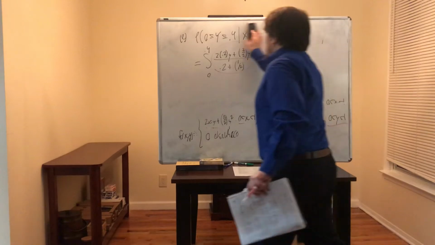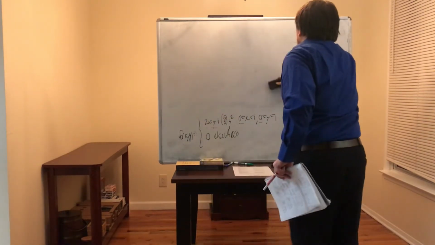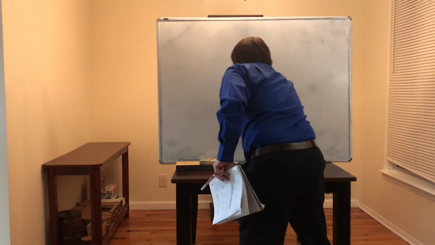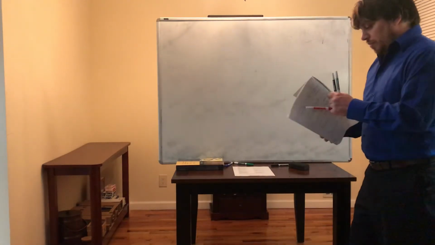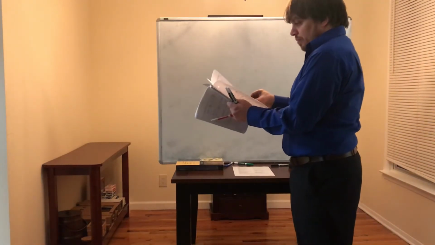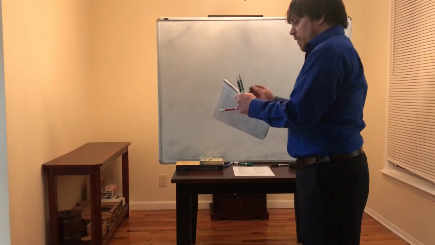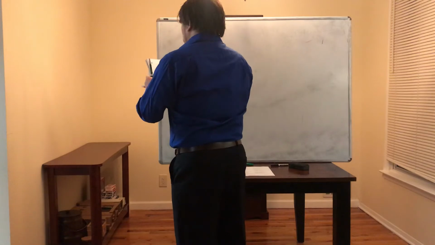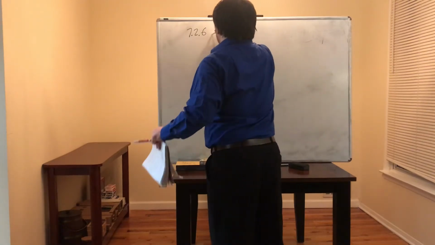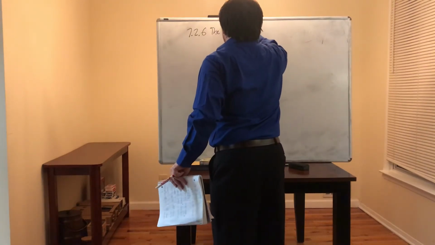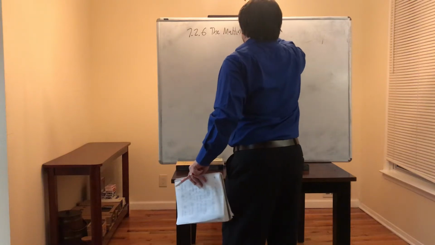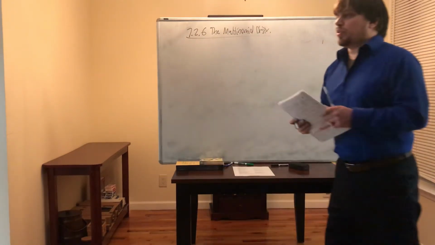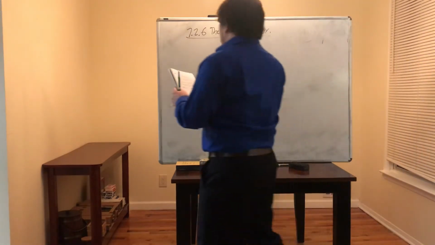Let's keep going. Okay, so now 7.2.6 is the multinomial distribution. Okay, 7.2.6 is the multinomial distribution.